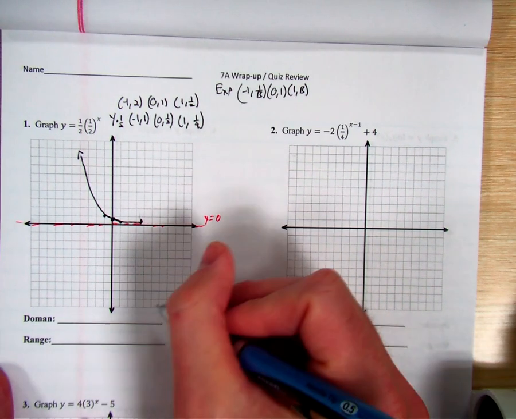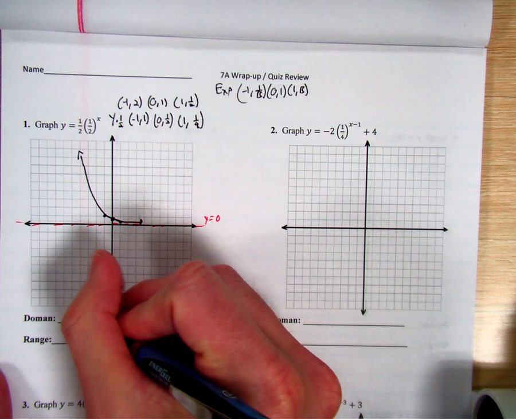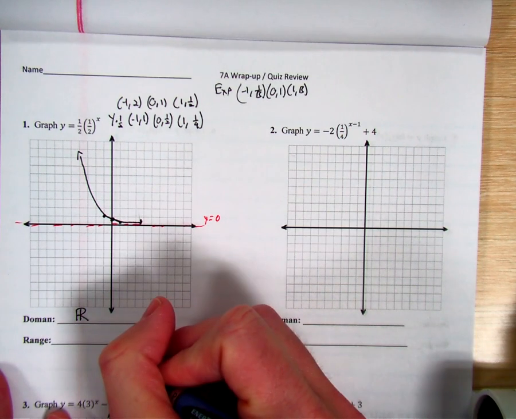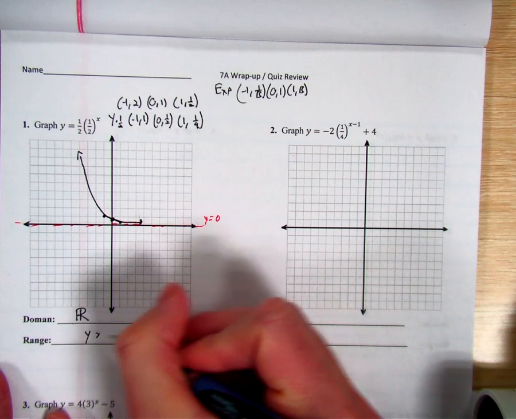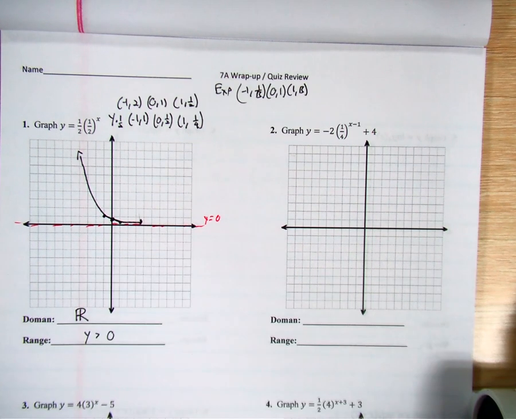Alright, domain for exponential. Domain should be all real numbers. And then our range will be greater than your asymptote line on this one, or above it, or greater than 0.